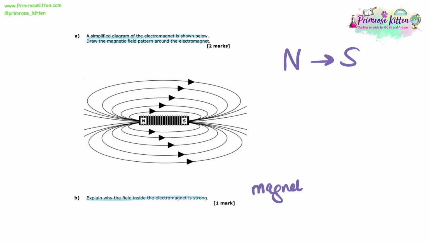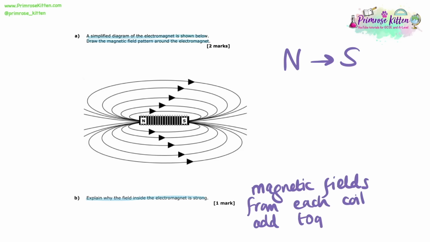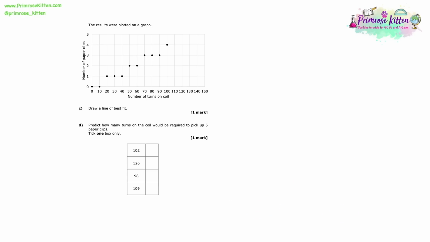So if you look at our diagram, you can see that there's lots and lots of these coils. And when we're inside the electromagnet, the reason why we have such a strong magnetic field is because all of the little magnetic fields from each coil end up adding together to make this very strong magnetic field inside this electromagnet.